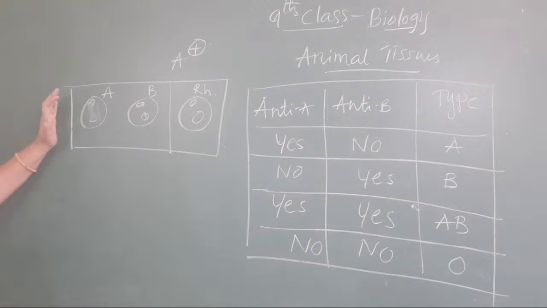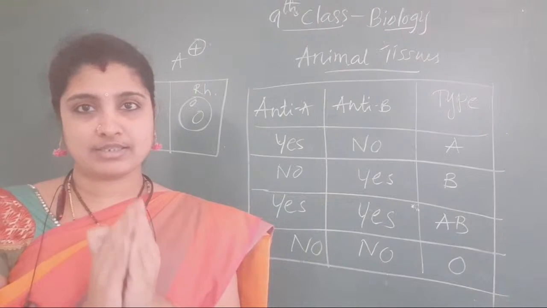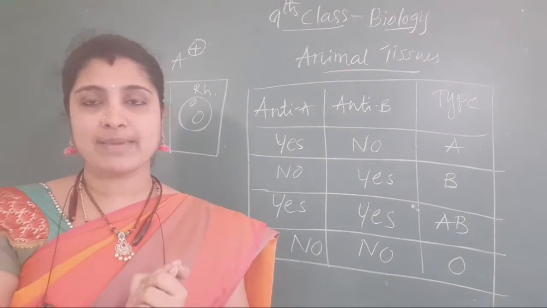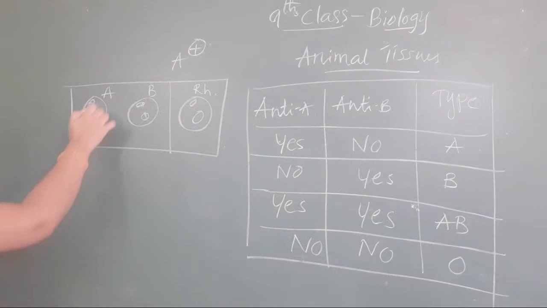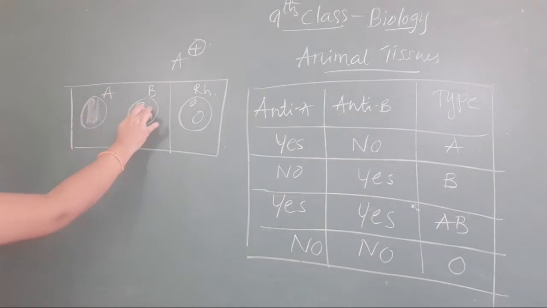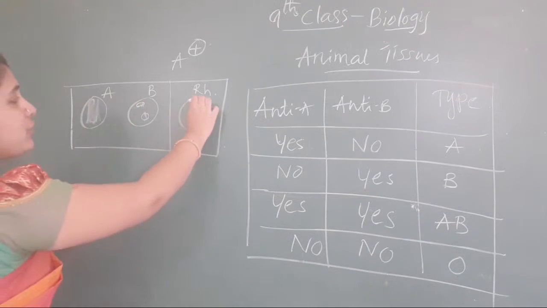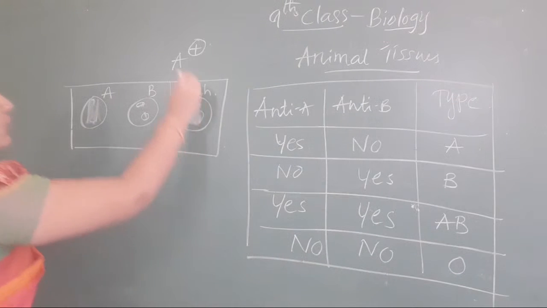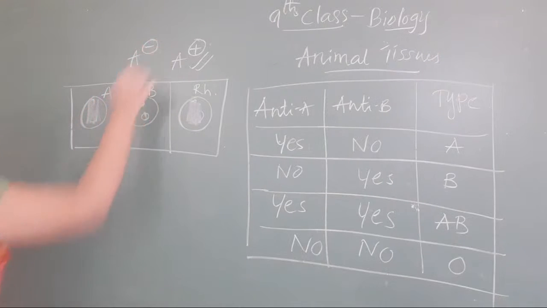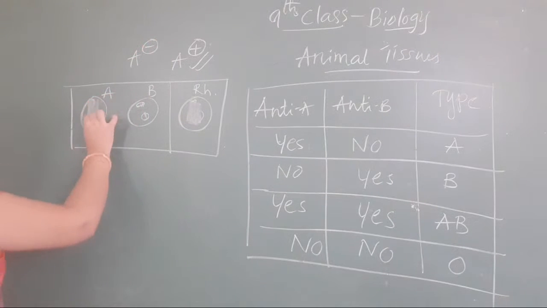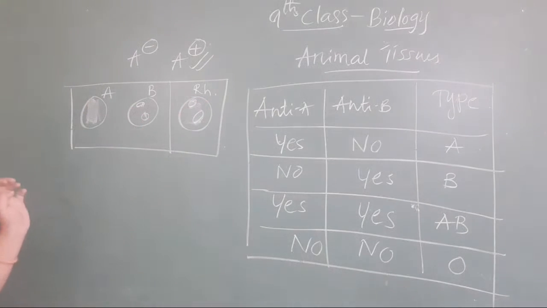If your blood group is A positive, how will you notice the reaction? In the first circle you will notice clumps, in the B circle you won't notice any clumps, but in RH you will notice clumps, so it will become A positive. If it is A minus, meaning A negative blood group, you will notice clumps only here, but no clumps in the RH. No clumps are formed, so A negative.